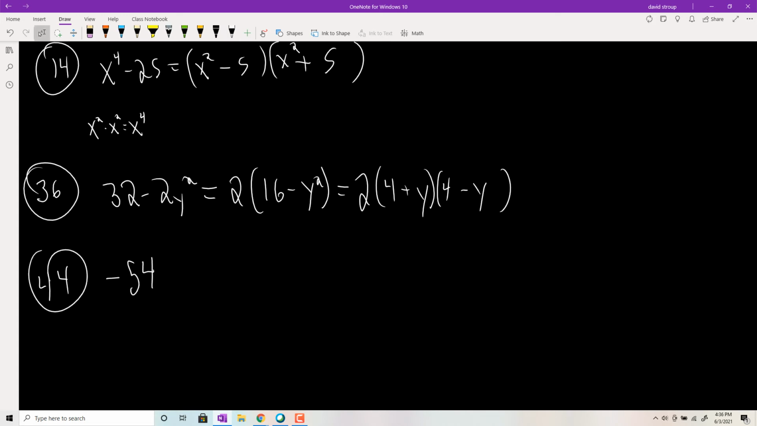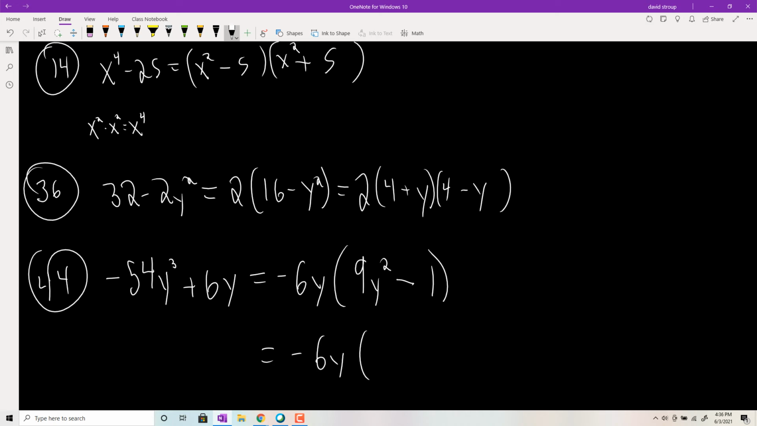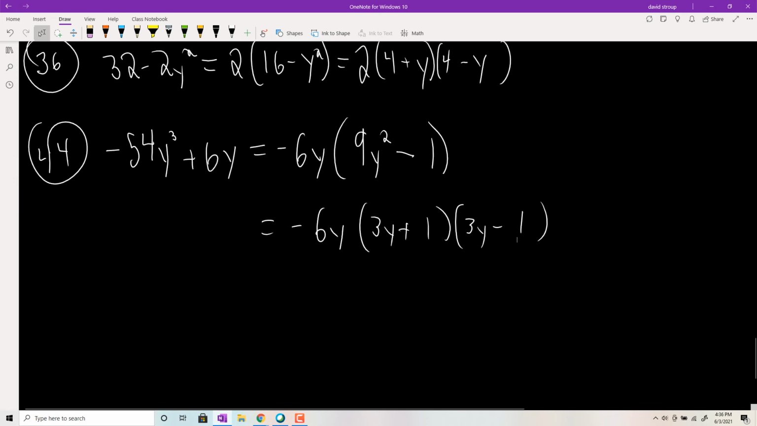Again, when you have a leading coefficient that's negative, you typically want to factor the negative out with the GCF. So here you could factor out a negative 6 with also a y, and then we end up with 9y squared, and then opposite sign, minus 1. Okay, and both of those terms are perfect squares. So we can finish it off by going 3y and 3y, and plus minus, and then square root of 1 is 1. So, okay, those are perfect squares, difference of squares.